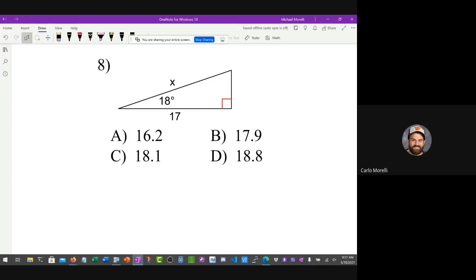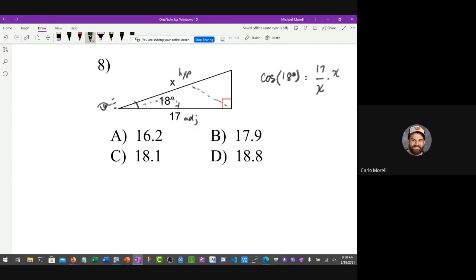Number 8. They're giving me this bottom left angle, so my eyeball goes down there. From the perspective of the eyeball, the 17 is adjacent, so A, D, J. From the perspective of the right angle, x is the hypotenuse. The trigonometric function that deals with adjacent and hypotenuse is the cosine. So we write cosine of 18 degrees equals the adjacent side of 17 divided by the hypotenuse, which is x.